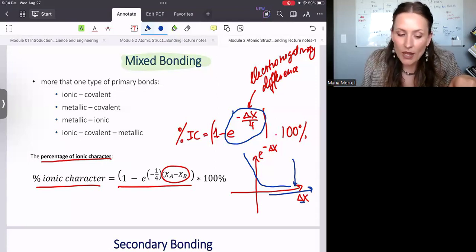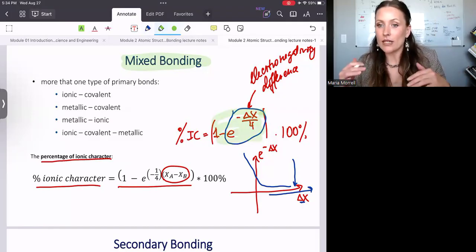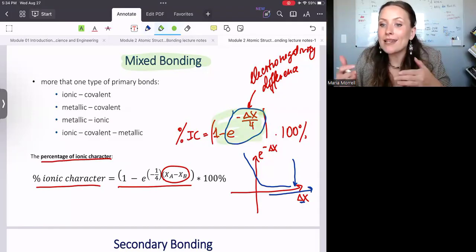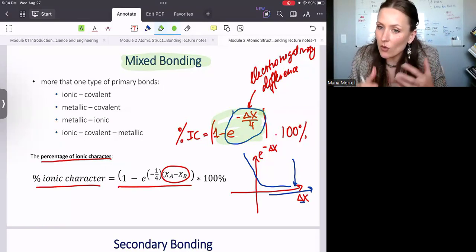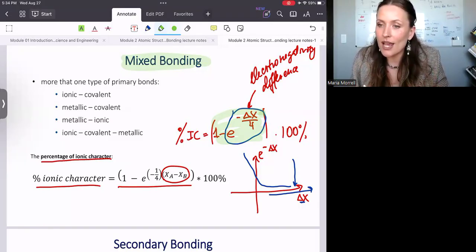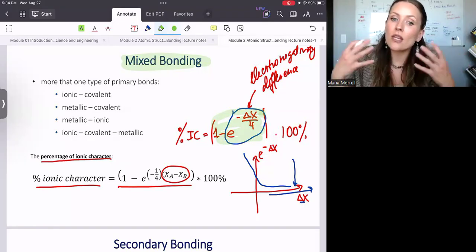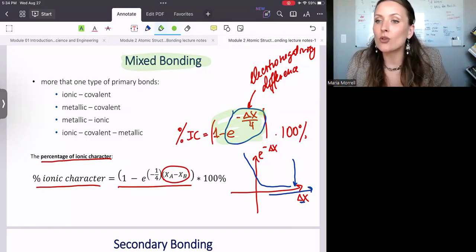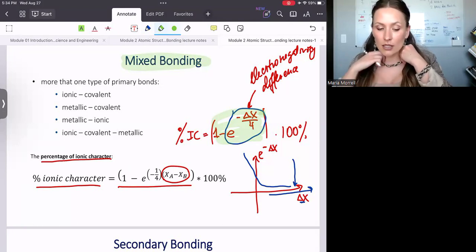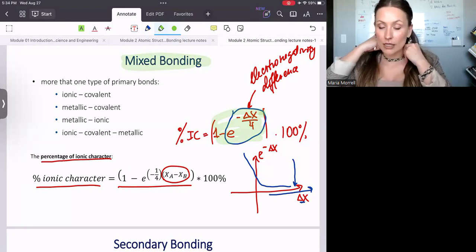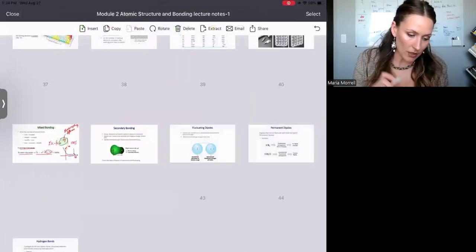It goes almost to zero. And that means whatever is in the brackets is large because you're going to have 1 minus a very, very tiny number. You're going to get like 100%. And hopefully now it makes sense how the entire equation works. The larger the delta x, the larger the percent ionic character, and it should make sense, right? That means that the more the difference in electronegativity, the more ionic character you have in the compound. Okay, hopefully that makes sense.